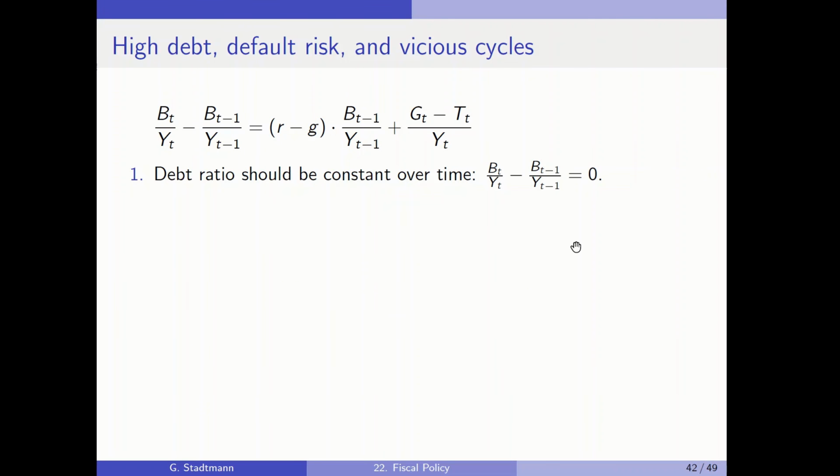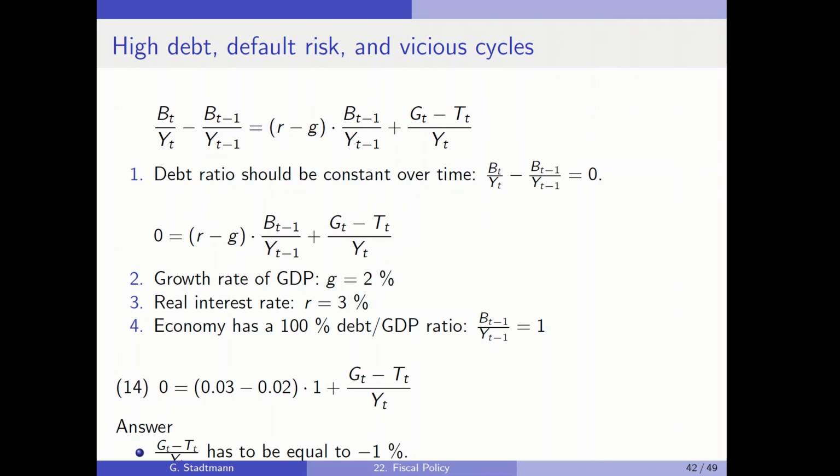In the first step, we should use the information that the debt ratio should be constant over time. This implies that the left-hand side should be equal to 0. Then we can insert this information on the left-hand side. This is the first step. In the second step, we can use the information that the growth rate of GDP is equal to 2%. So g is equal to 2%. The real interest rate is equal to r is equal to 3%. And the economy has a 100% debt to GDP ratio.